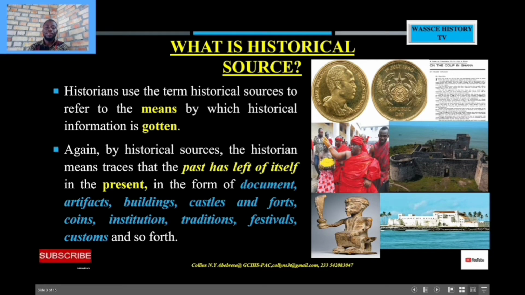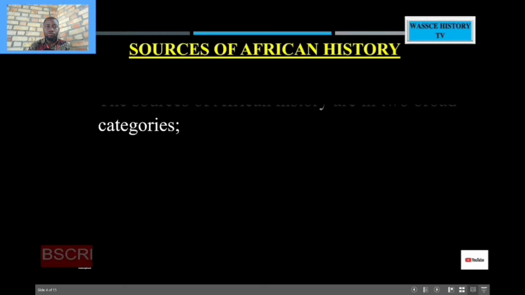And that is why we say that all these are sources of African history. So when you are asked to list or state any 3 or 4 sources used in the reconstruction of African history, I hope that you will not forget these sources that we have talked about. Good. So let's move on to the sources of African history in general.